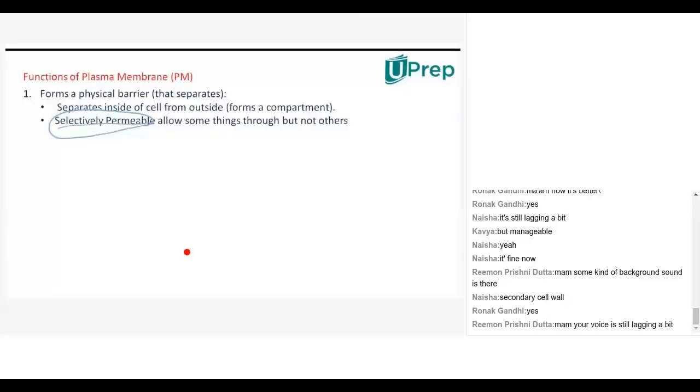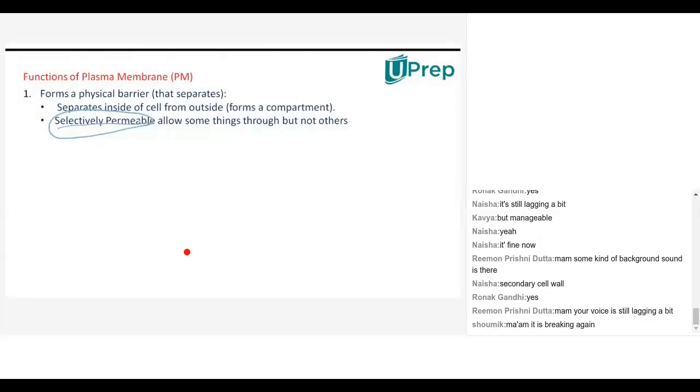Blood grouping can be taken as an example. What happens in blood grouping? In blood grouping, the A blood group person can have only A blood group person's blood. The cell membrane will not allow the B blood group person's blood to enter into the cell. So that's called selective permeability.